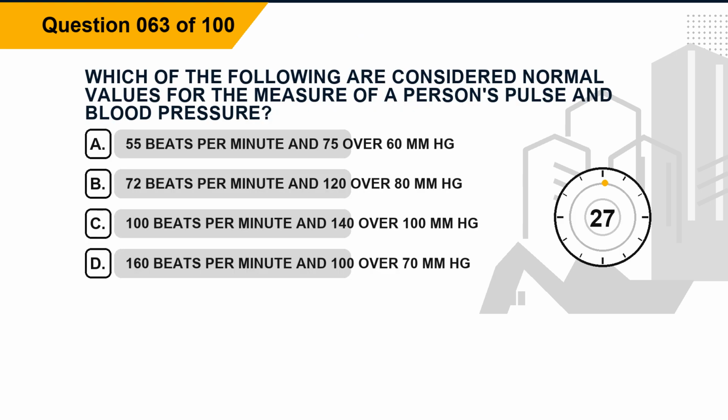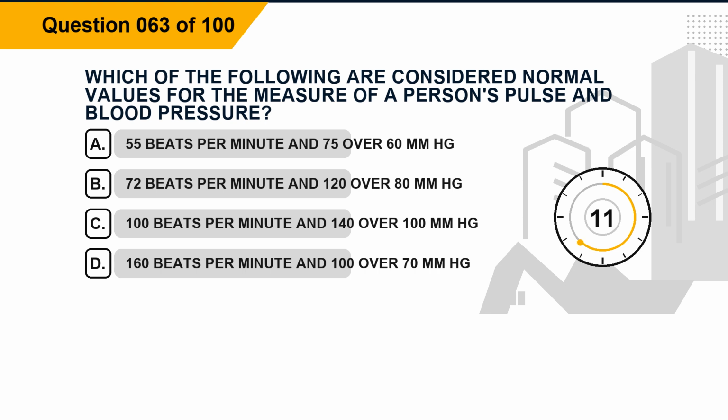Question 63. Which of the following are considered normal values for the measure of a person's pulse and blood pressure? Option A, 55 beats per minute and 75 over 60 mm Hg. Option B, 72 beats per minute and 120 over 80 mm Hg.